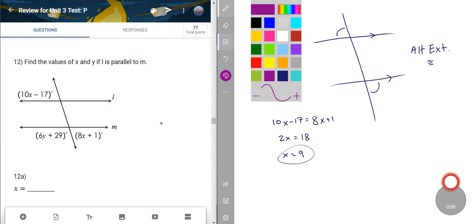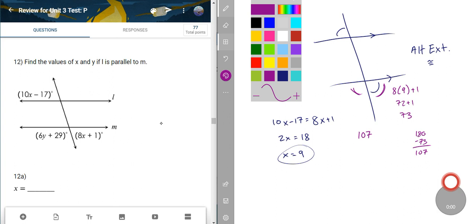I would go ahead and find out what this angle is. So I'm going to say this is 8x plus 1. So this is 72 plus 1, which is 73. So I now know my supplement over here is 107 on this side. That was from 180 minus the 73. It told me that my supplementary angle over here is the 107.